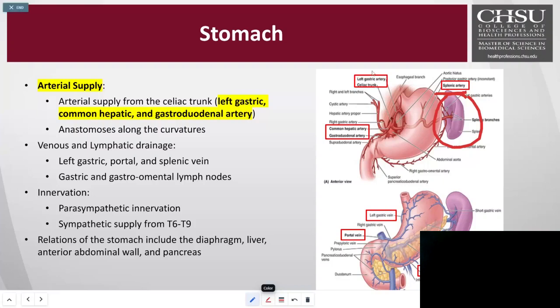Welcome. And then we have the left gastric artery up here, and then we have the common hepatic artery and gastroduodenal. Okay, so those are the main ones. Don't worry about some of the tiny ones. When you see these images, they're giving you other arteries as well.